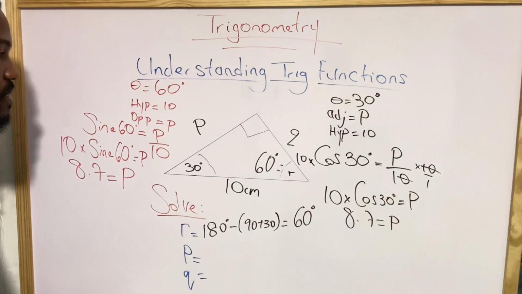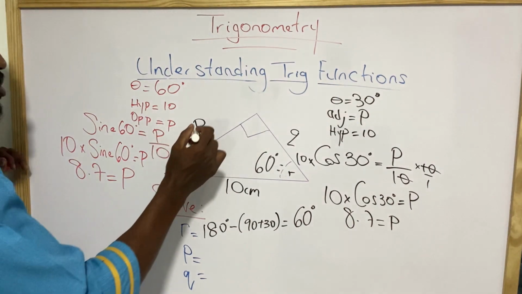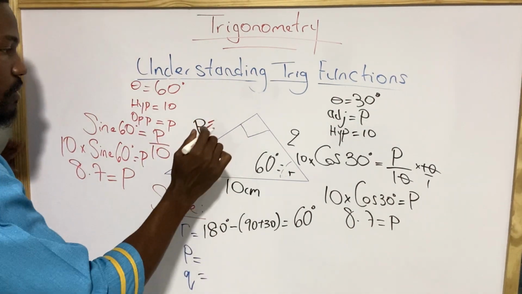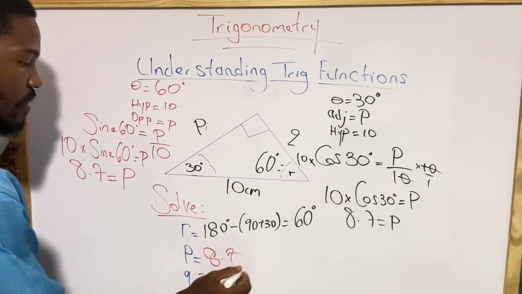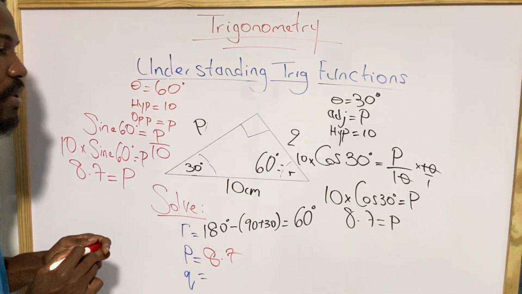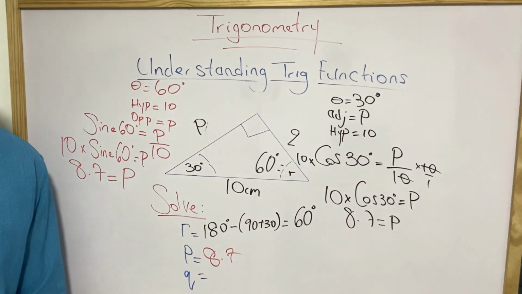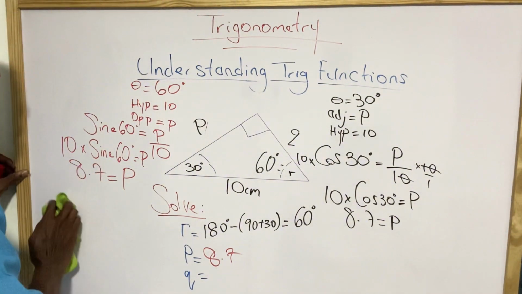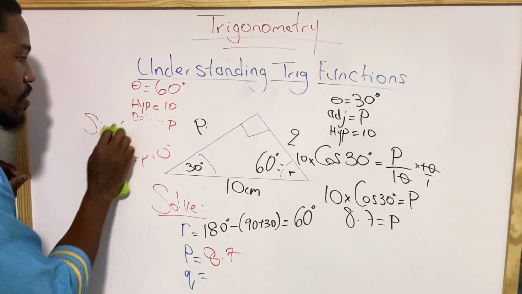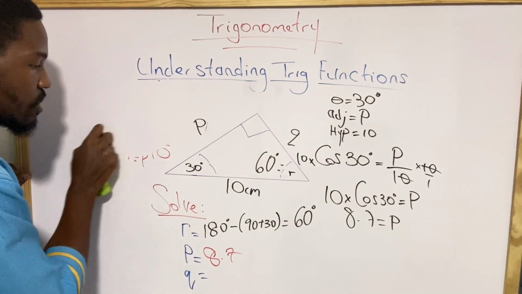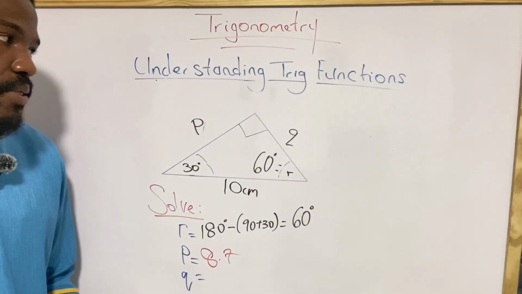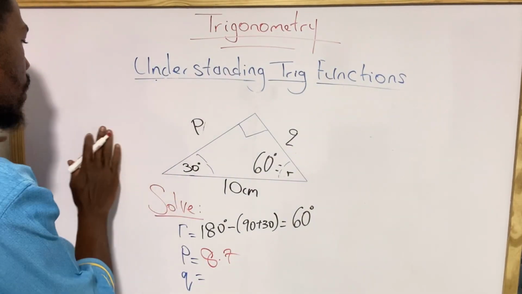Right? Very interesting stuff. All right, so we're sure then that P is going to equal 8.7. Now, if we have P, we could have simply used Pythagoras to solve it, but we're not going to use that. We're just going to go ahead and use our trig ratios. We can use any one of them. Let's say we're going to go back with sine.